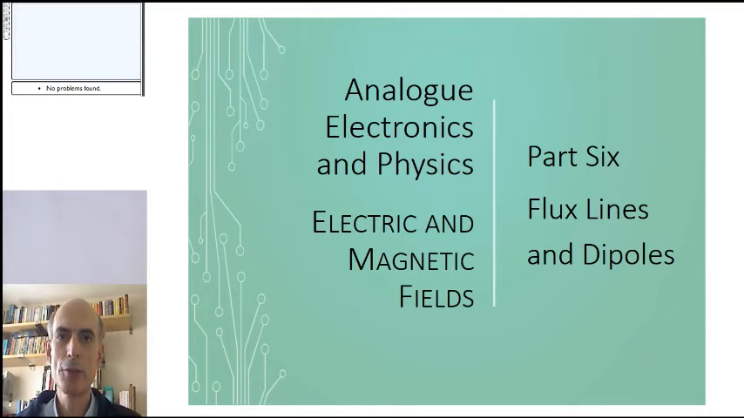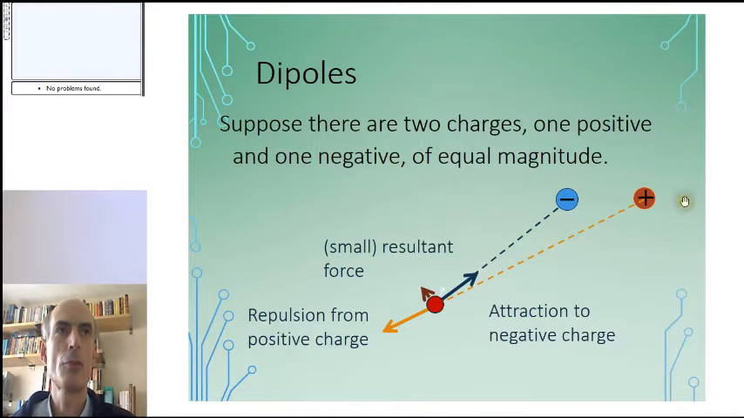Welcome back. This time we're going to look at applying these ideas of flux and potential to not just one charge, but to two charges, in the particular case of a dipole. Firstly, what is a dipole? This here, one positive charge and one negative charge quite close together, they form what is known as a dipole.